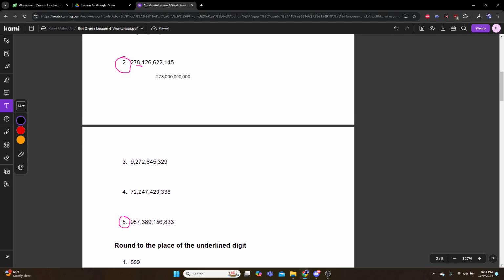Same thing for number 5. We identify the billions place, which is the hundreds, thousands, millions, and this the billions. So this 7 is what we're looking at. And then we look at the number after, 3, that's less than 4, so we would just keep it the same. So this would become 957 billion.